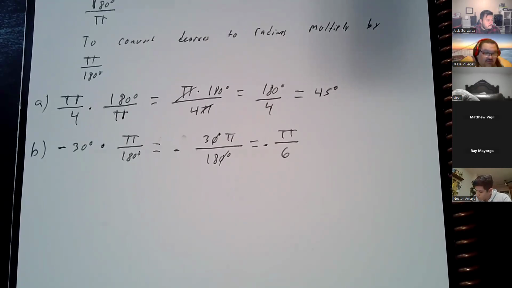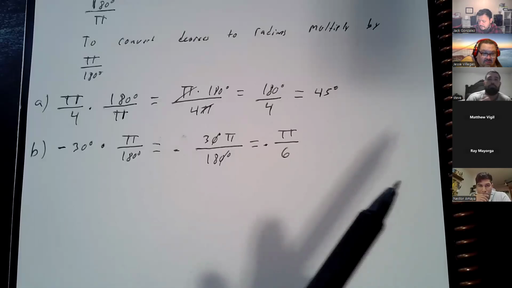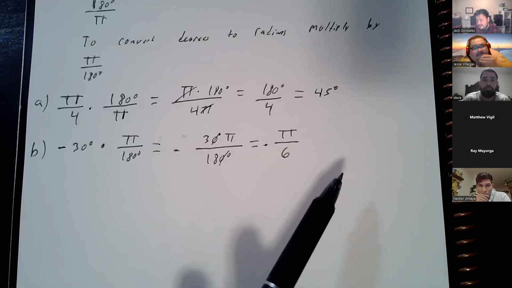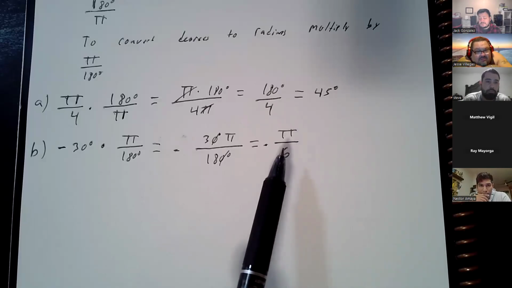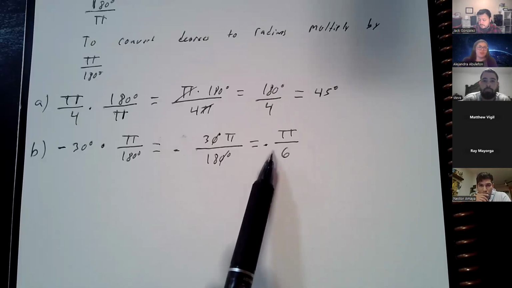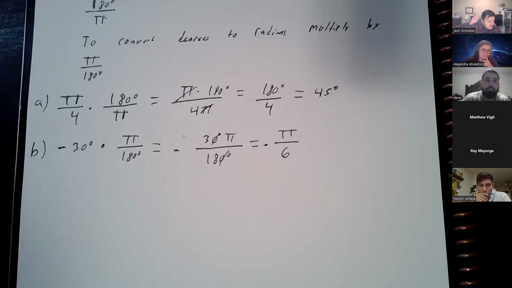In the learning management system, Alex, does it matter where we put the negative, whether it's in front or on top of the fraction? I know some of the learning management systems are picky. It depends how smart it is. It shouldn't technically matter. It should know. Yeah, because there's not actually a box for it. It's just part of your answer. I would always put it in front just to be safe.